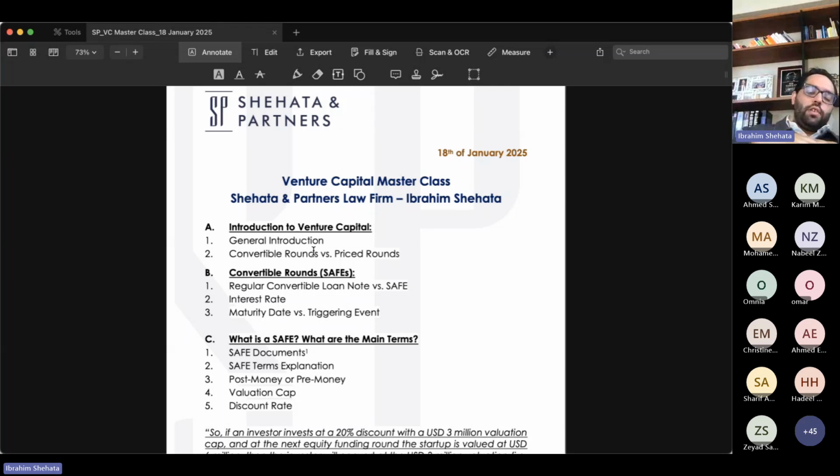We have the first level, which is the family and friends, the second level, which is the angel investors, and the third level, which is the venture capital firms. The first level, family and friends, don't usually enter into agreements.